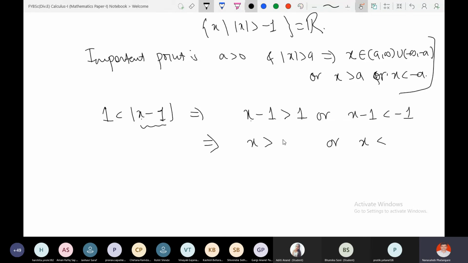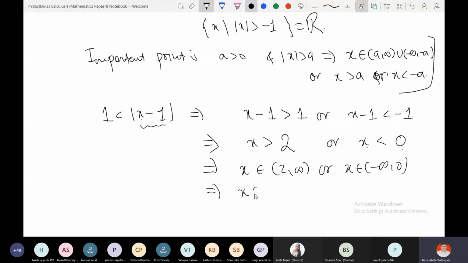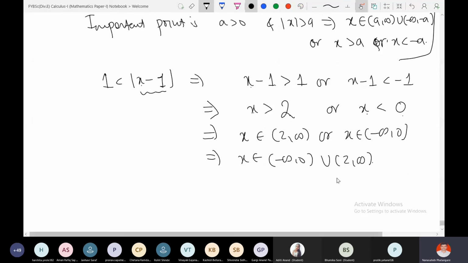Right, very good. That means when I say 1 less than absolute value of x minus 1, it is equivalent to saying that x is greater than 2 or x is less than 0. I am just using this simple property: either x greater than a or x less than minus a. Therefore x belongs to 2 to infinity, or x belongs to minus infinity to 0. Or means x belongs to minus infinity to 0 union 2 to infinity. Am I right? When I say or, that means it is union.